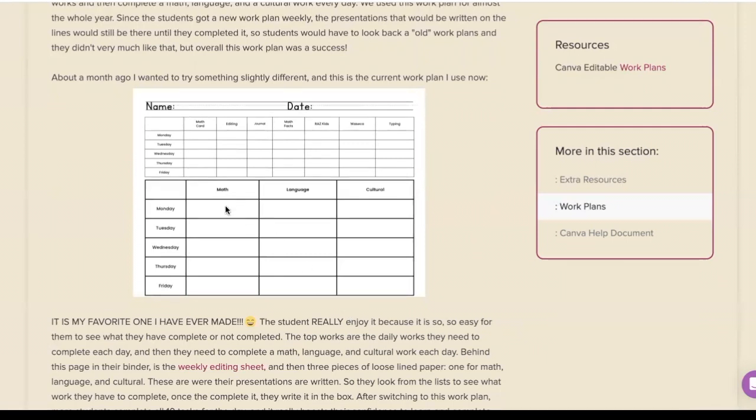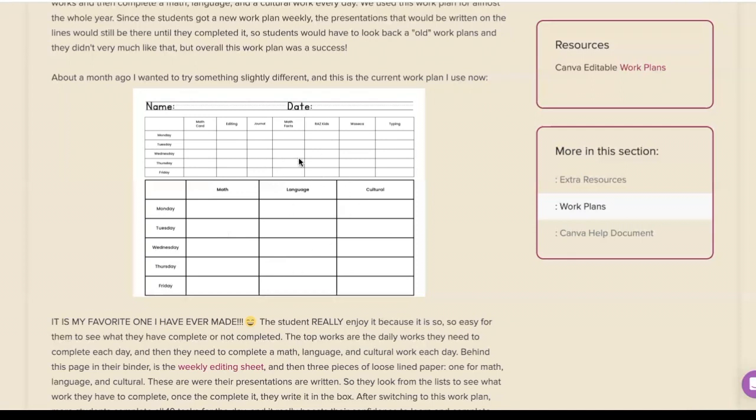I did stamp game division, and then they'll write it under math. Or I did synonyms, which they write down for language, and then parts of the leaf. Once they get all these checked off in a math, language, and cultural, they finish the work for the day. It's very easy for them to see, and they'll say, oof, you know what, I didn't do a math Tuesday, what did I do? So it helps them reflect a little bit about their work.